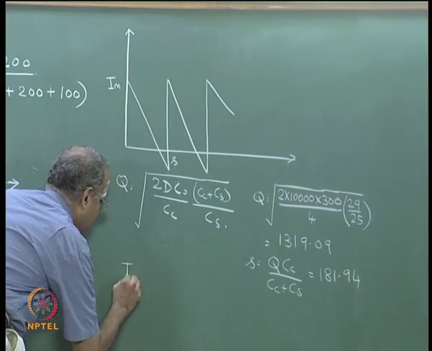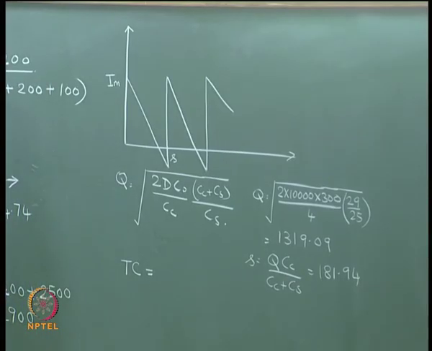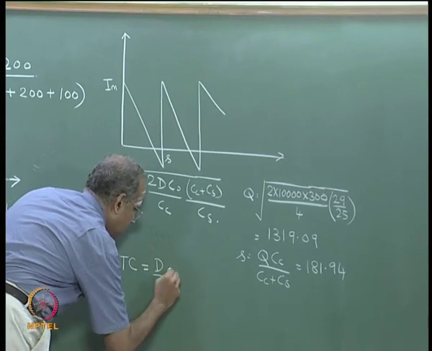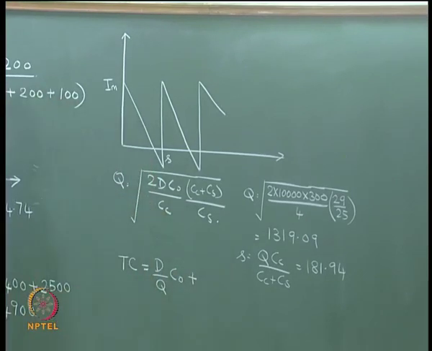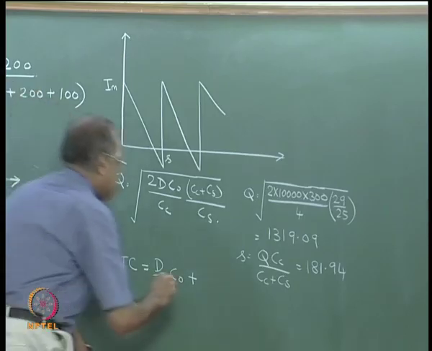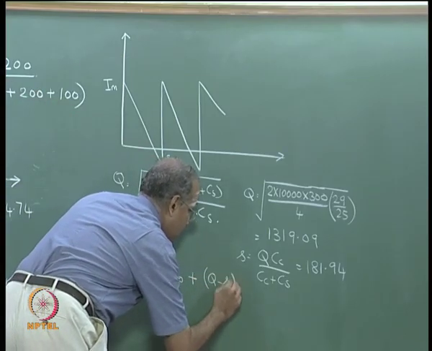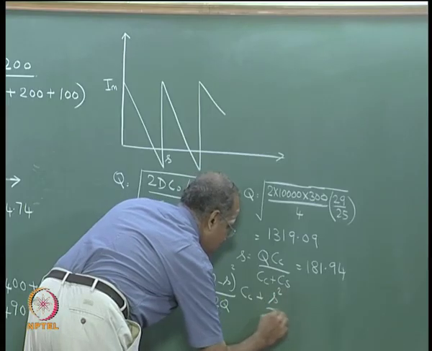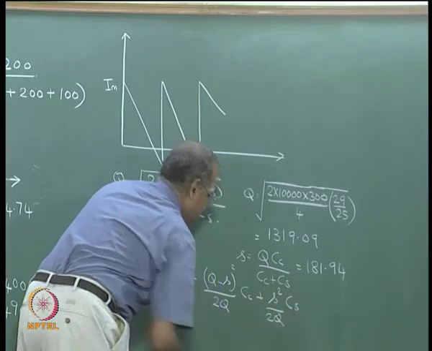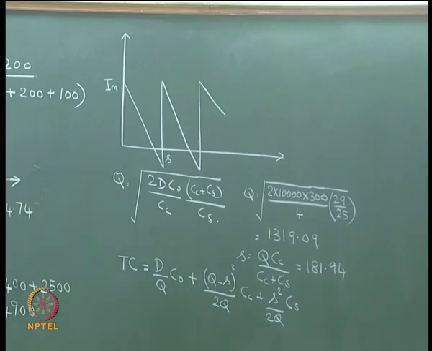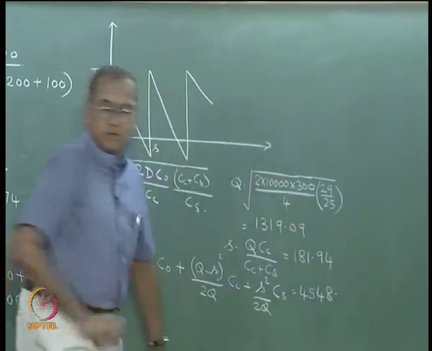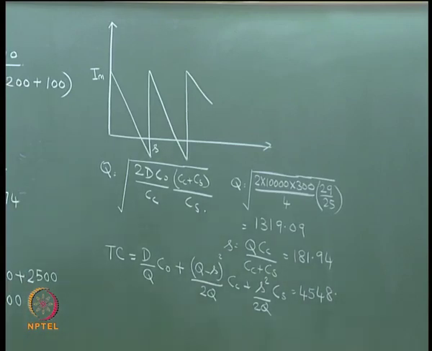While TC, the total cost for this, would become D by Q into C naught plus (Q minus S) the whole square by 2Q into Cc plus S square by 2Q into Cs, which was 4548.59.